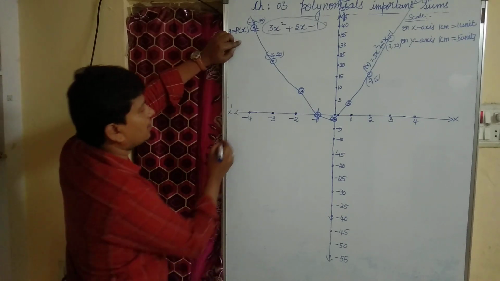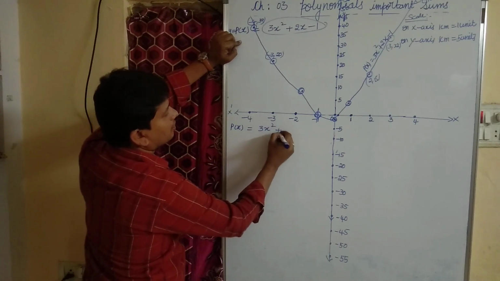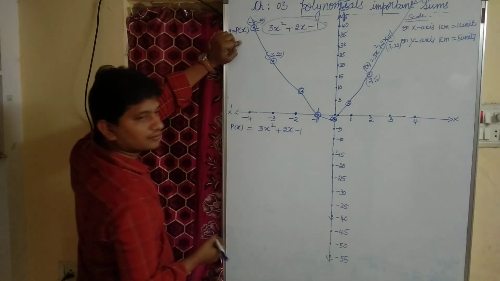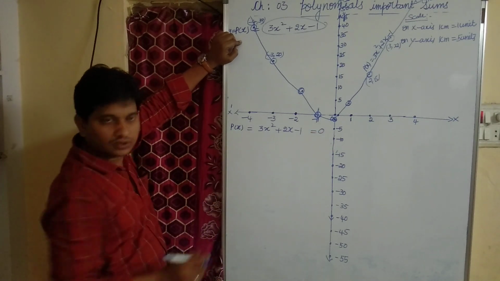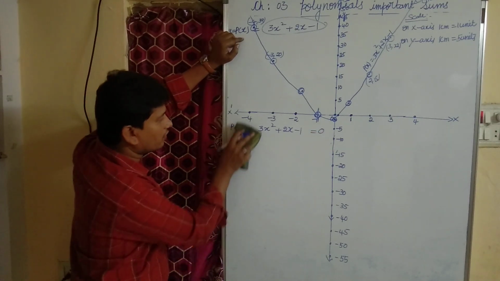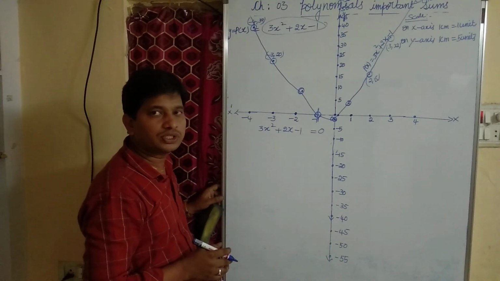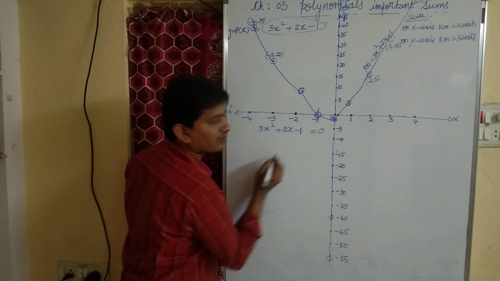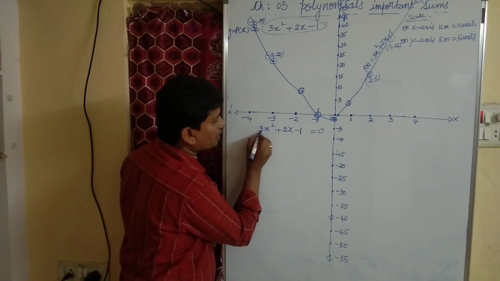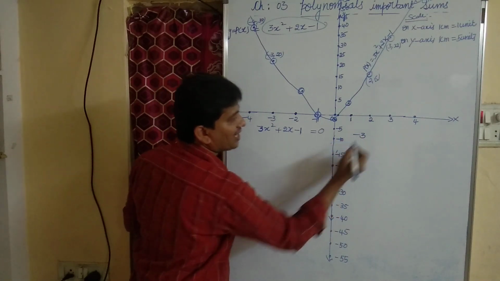So our polynomial P of x equal to 3x square plus 2x minus 1. So given polynomial equal to 0. Now if you observe here children, we need to find the zeros of the polynomial by using factorization. Here constant is -1 into coefficient of x square is 3. So -1 into 3, that is -3.